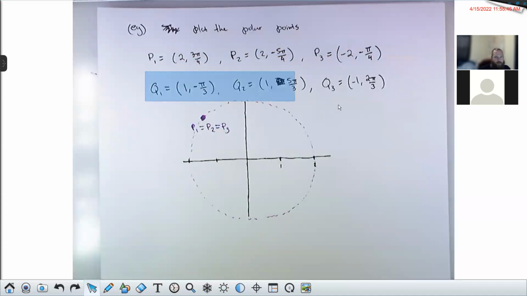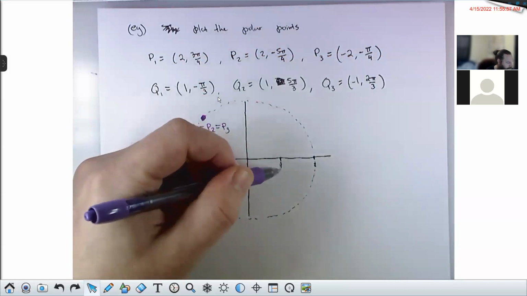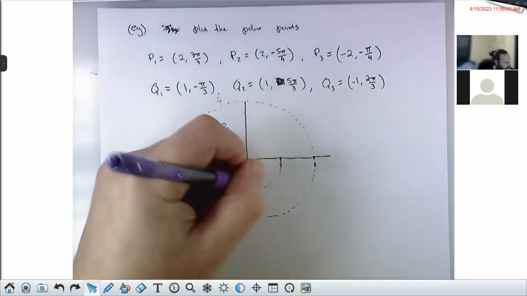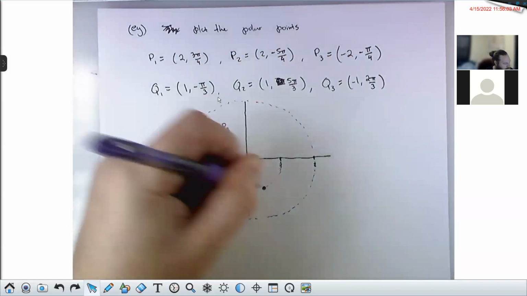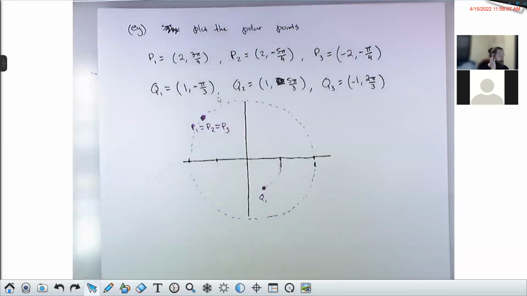Let's try the Q points. So we're going to go to 1 comma negative pi over 3. That means I walk out 1 and I rotate backwards by pi over 3. So that's going to put me like right here. This is the point Q1.